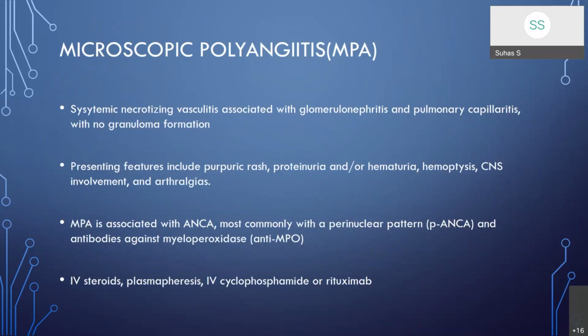Coming to microscopic polyangiitis, this is a systemic necrotizing vasculitis associated with glomerulonephritis and pulmonary involvement, but there is no granuloma formation noted in this. So this is the important feature. There is no granuloma formation here. Presenting features include purpuric rash, proteinuria, hematuria, hemoptysis, neuropathy, and even arthritis. This is associated with the perinuclear pattern of staining, that is the presence of P-ANCA, and antibodies against myeloperoxidase are more specific. Treatment includes IV steroids, plasmapheresis, IV cyclophosphamide, and rituximab.